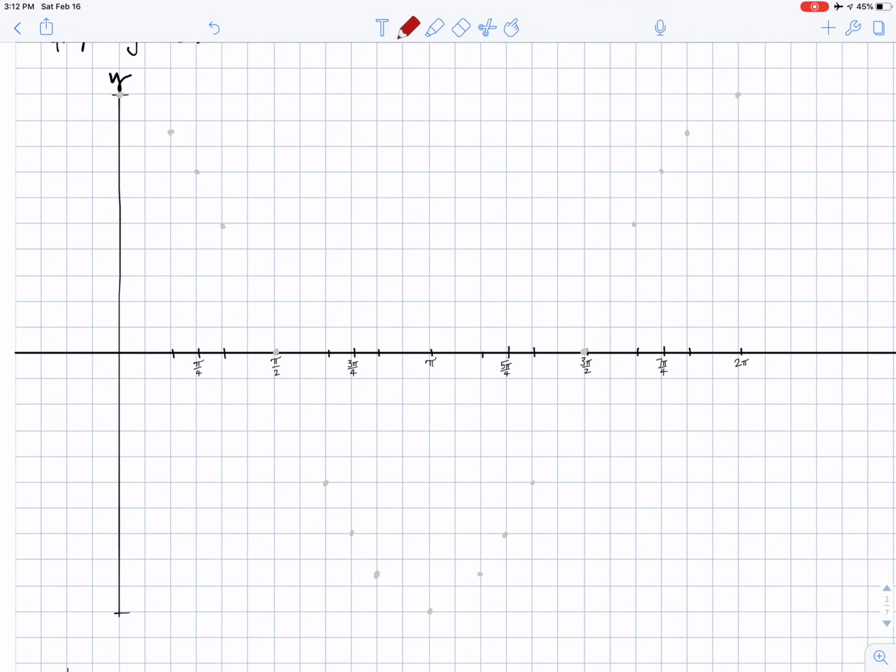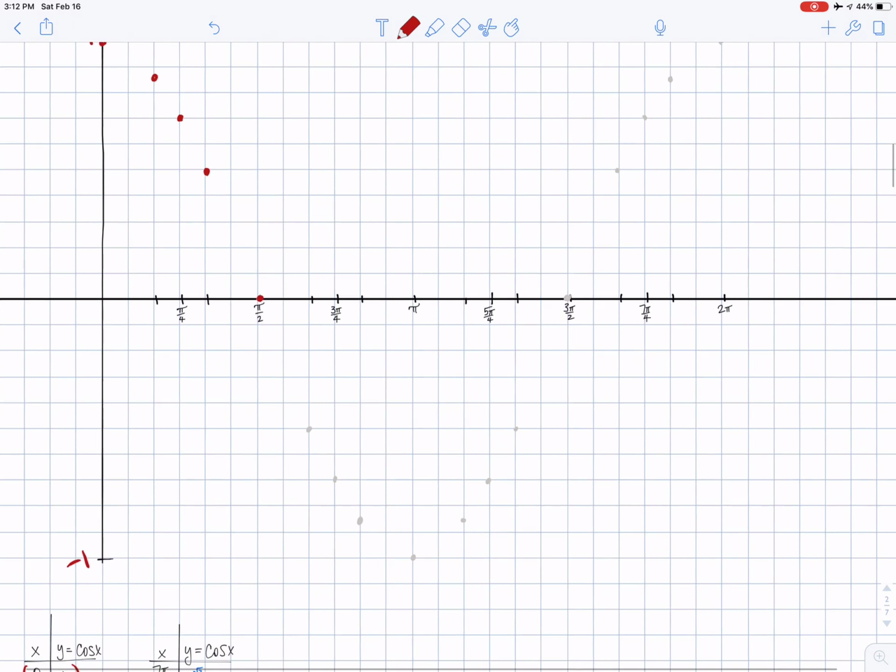Again, I'm going up 10 blocks to get to the value of 1 and down 10 blocks to get to the value of -1. Again, in the last video, I gave you some of those decimal values. So here we go. Up at the position 0, my cosine is 1. At the position pi over 6, my cosine is root 3 over 2. Cosine of pi over 4 is root 2 over 2. Cosine of pi over 3 is 1/2. Cosine of pi over 2 is 0. So that takes care of the first quadrant.